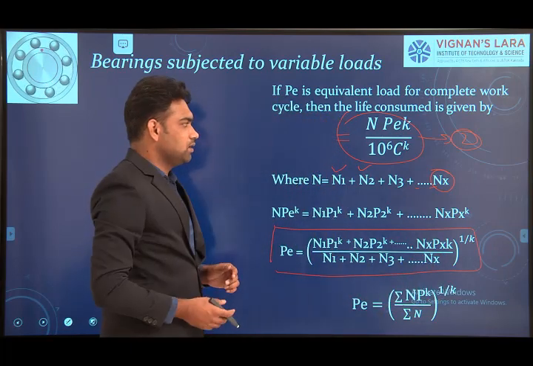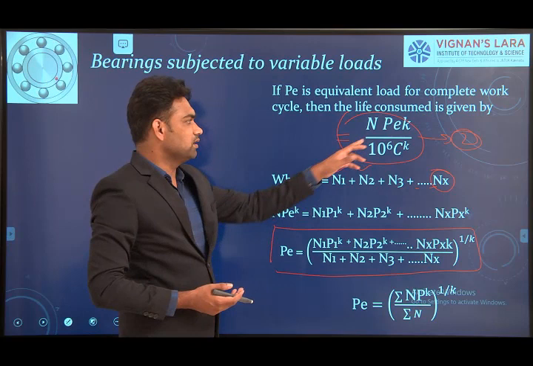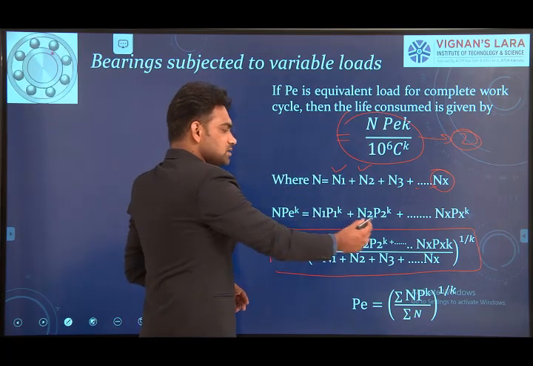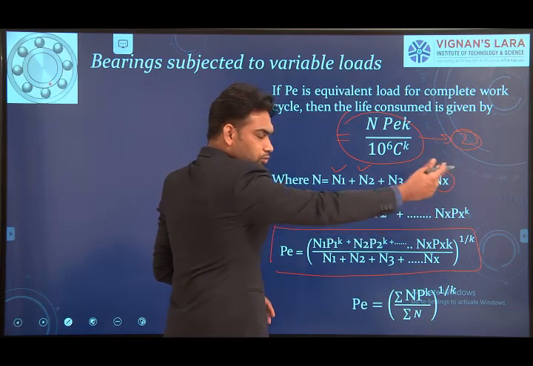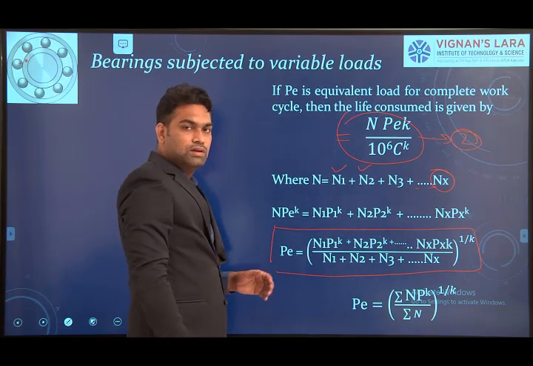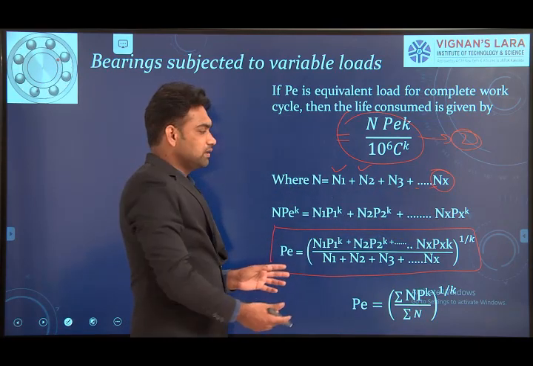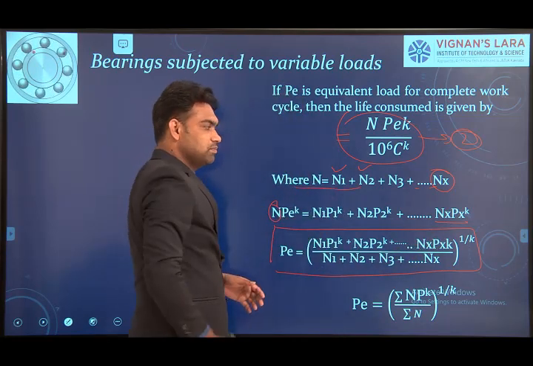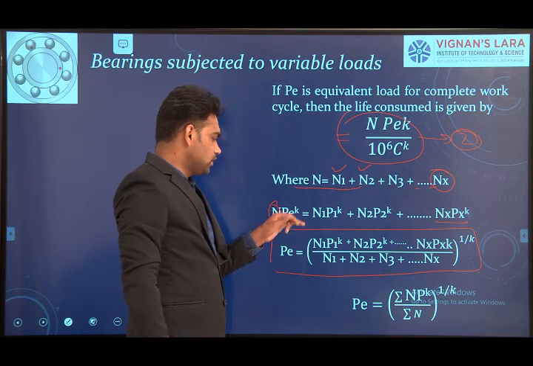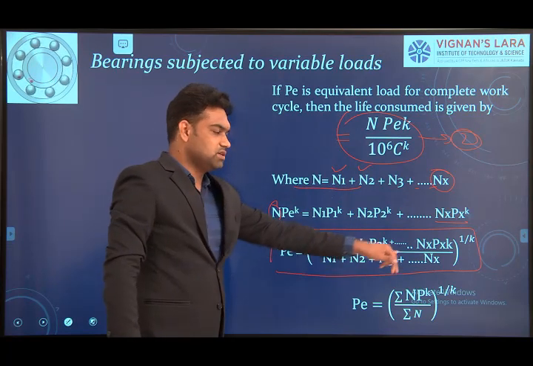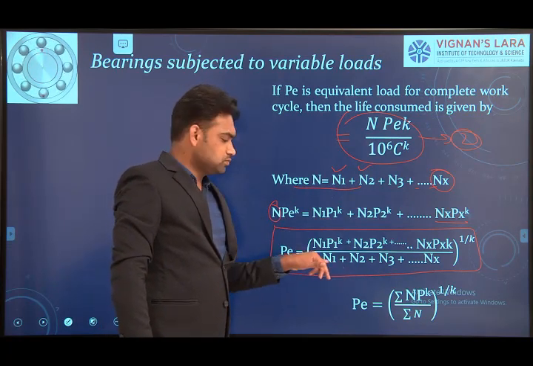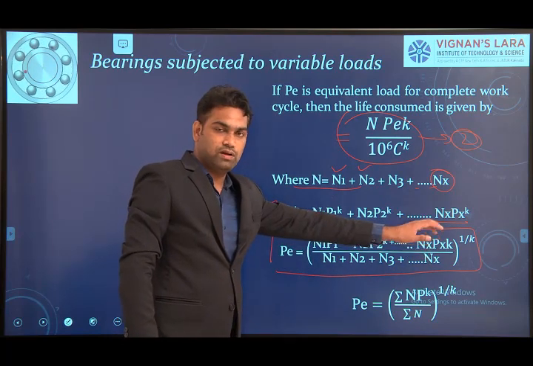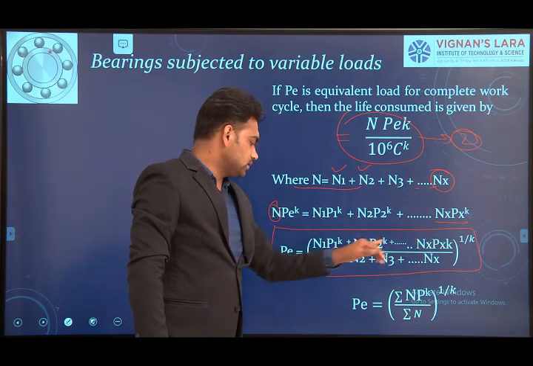So C power k and 10 power 6 get cancelled, and n into Pe power k will be equal to N1 P1 power k plus N2 P2 power k plus so on, up to however many time periods you may have. You know that n can be written as N1 plus N2 plus N3. So from that Pe power k can be written in this form. You can observe that this is N1 P1 power k, N2 P2 power k, and up to x number of time cycles you may get the equivalent load.